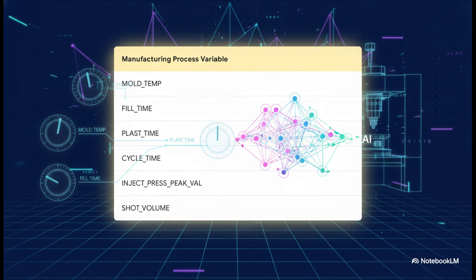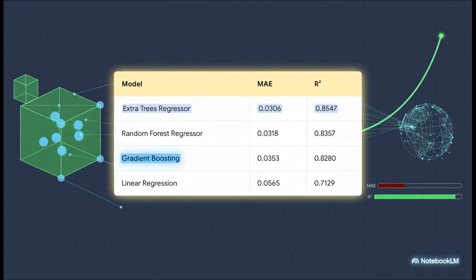Now, imagine trying to tune all 12 of those perfectly, by hand, in real time. It's just not something a person can do. So first, they had to build a really good sandbox. The researchers tested a bunch of different models to act as that physics engine. And you can see here, the extra trees regressor was the clear winner. It had the lowest error and the highest R squared, meaning it did the best job of predicting the real-world quality. Why? Well, it's great at handling the kind of noisy, complex data you get from a factory floor.